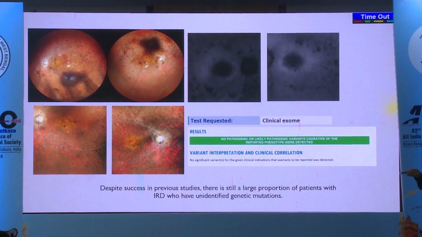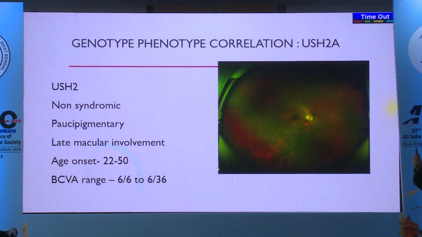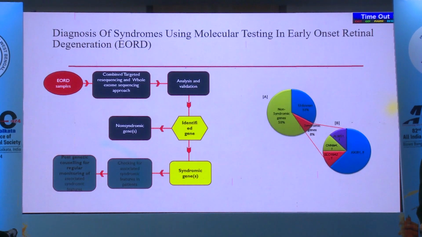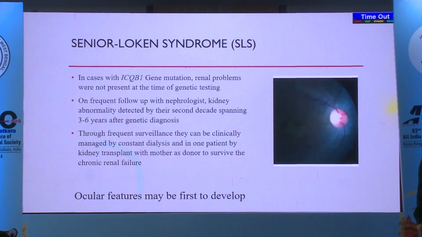But that doesn't always hold true. This is a patient I again saw recently. Everybody knows this is retinitis pigmentosa, but did not pick up the gene. So you need clinical correlation and genetic testing both together. So these are just some few examples. I think because of paucity of time, I'll just quickly wrap up.